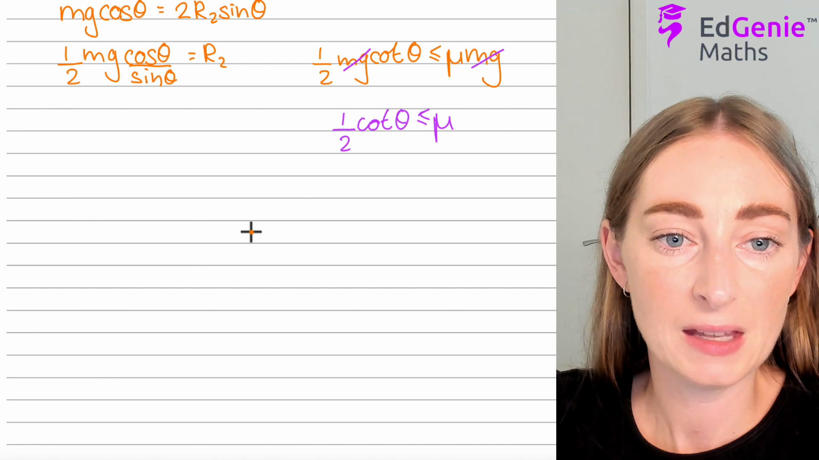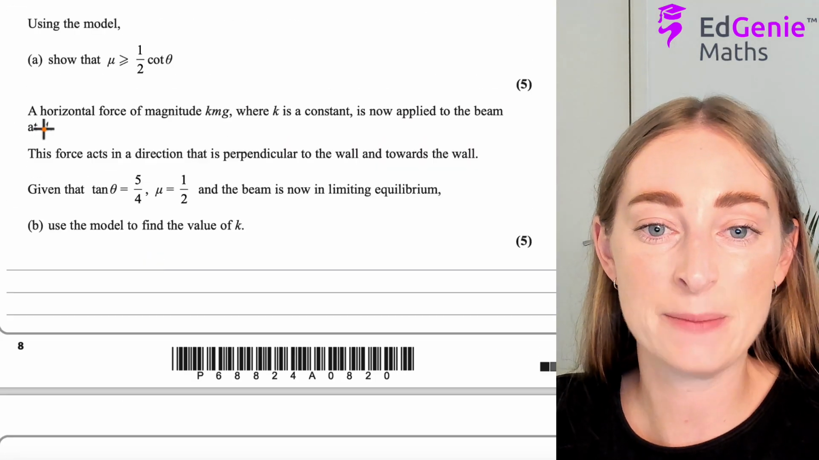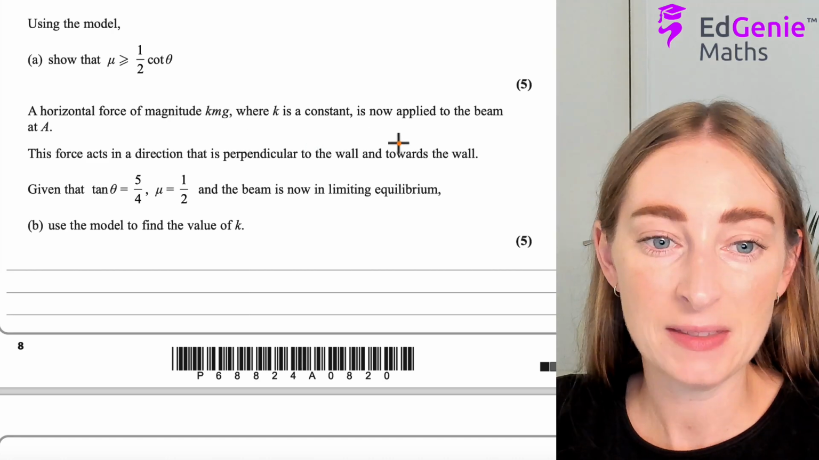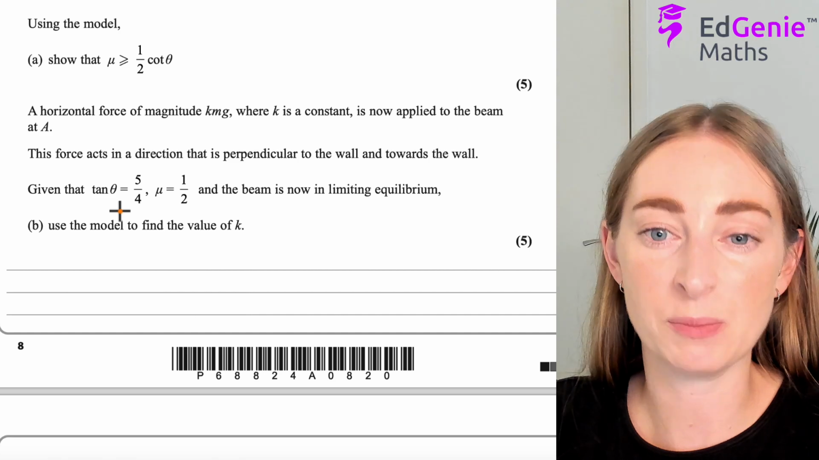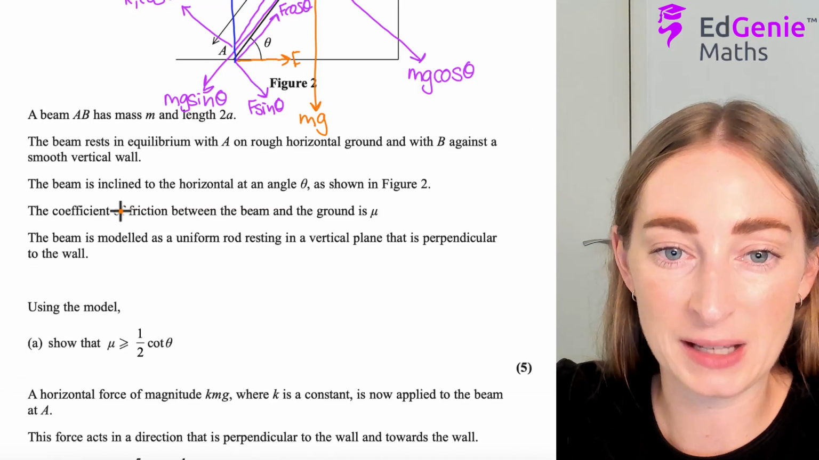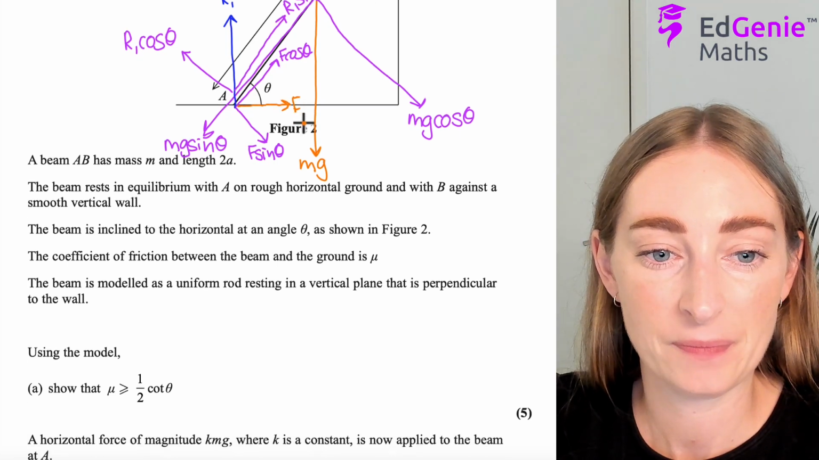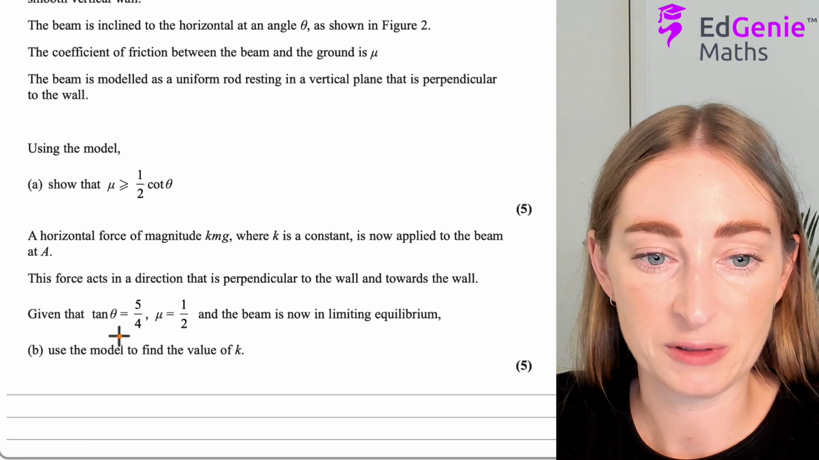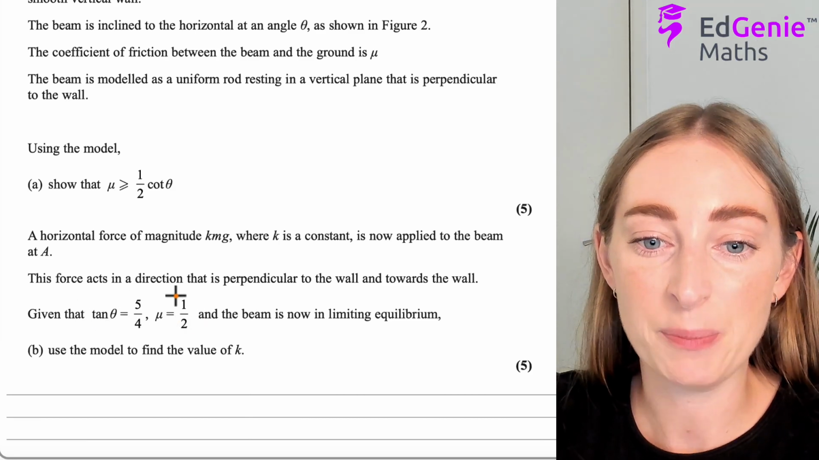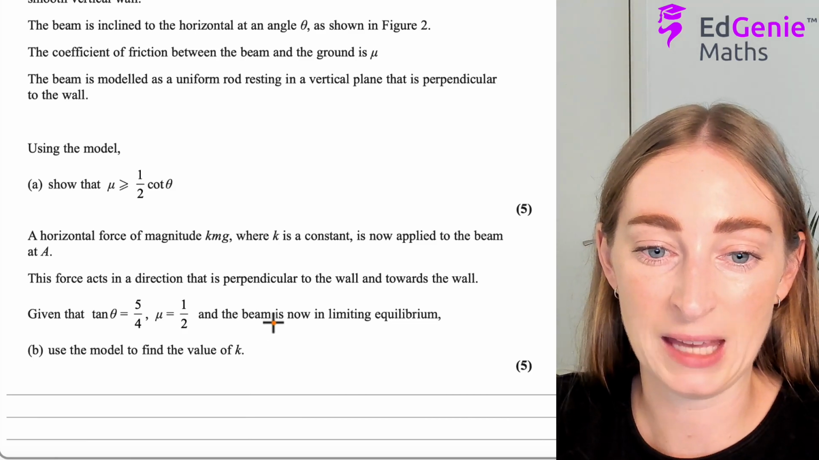So part B says a horizontal force of magnitude kmg, where k is a constant, is now applied to the beam at A. This force acts in a direction that is perpendicular to the wall and towards the wall, so it's going in this direction here. Given tan of theta equals this, and the coefficient of friction, and the beam is now in limiting equilibrium, use the model to find the value of k.